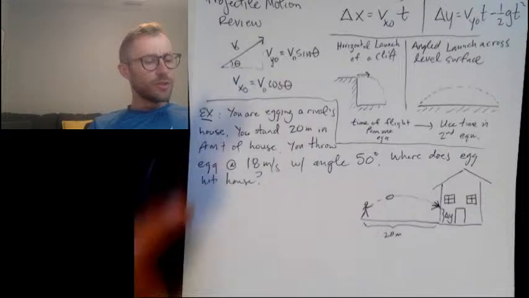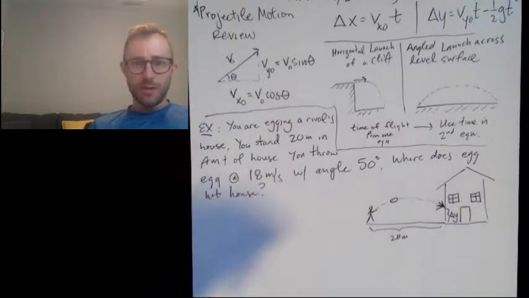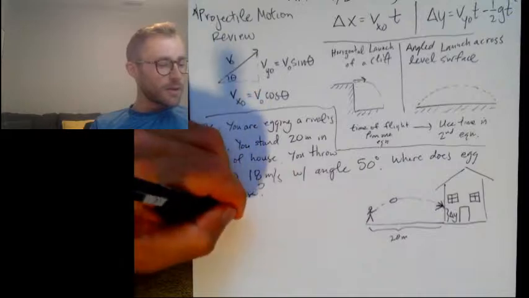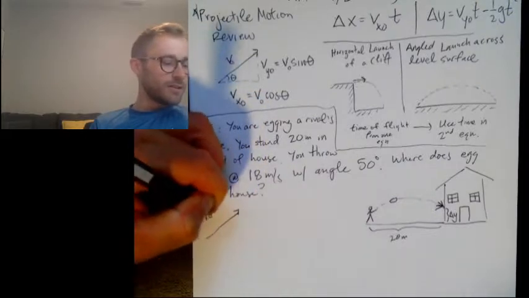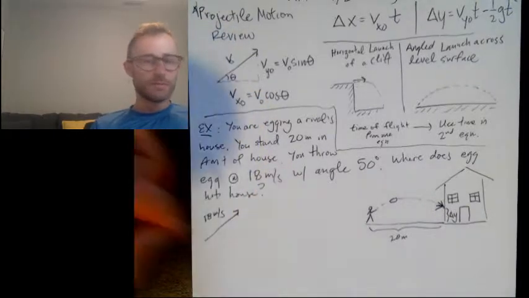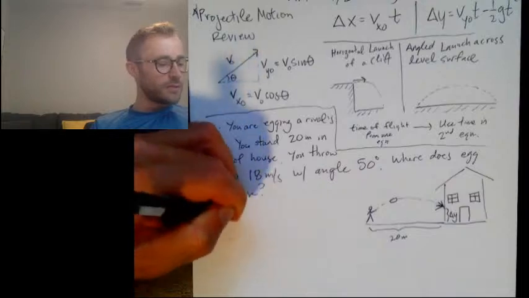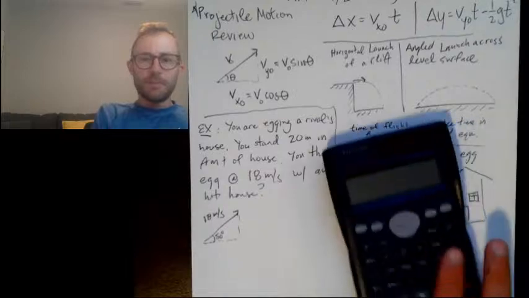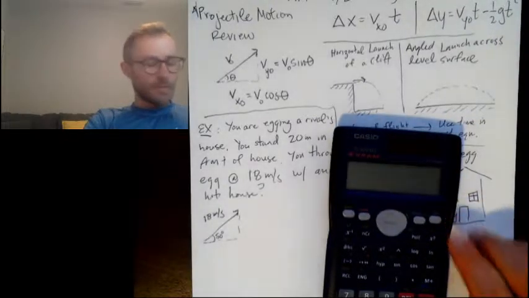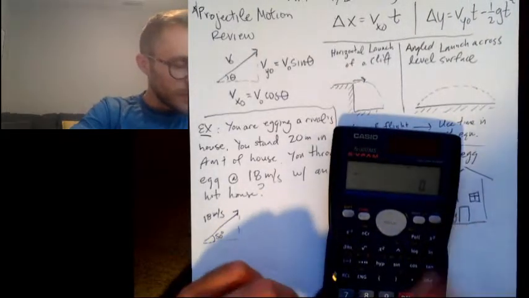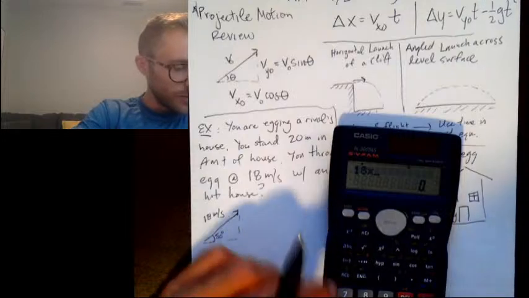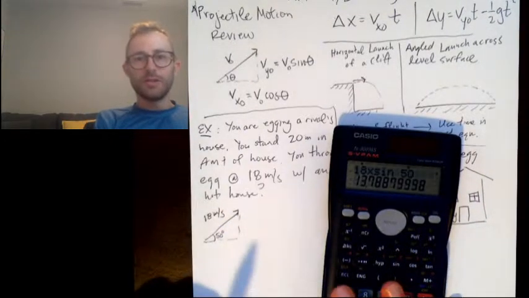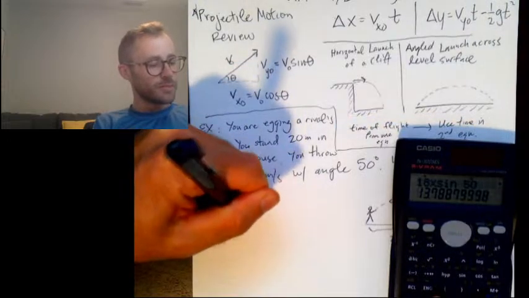Okay? So first step always in these problems, if you have an angled launch, is you want to get the components. Okay? So you have an 18 meter per second launch at 50 degrees. So to get the vertical component, I'm going to type in 18 times sine of theta. I'm in degree mode, and that's about 13.8 meters per second.